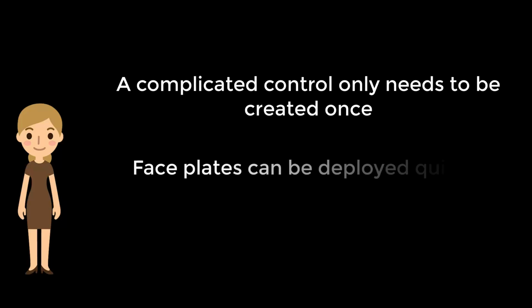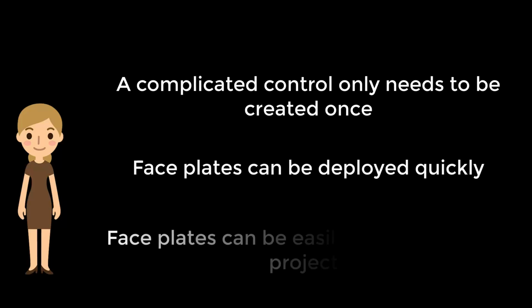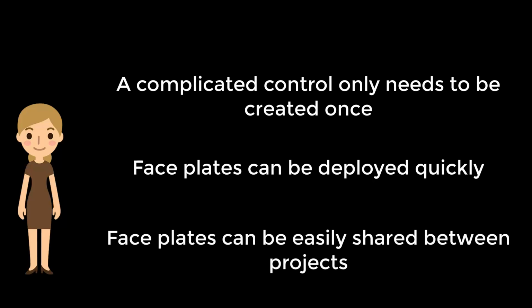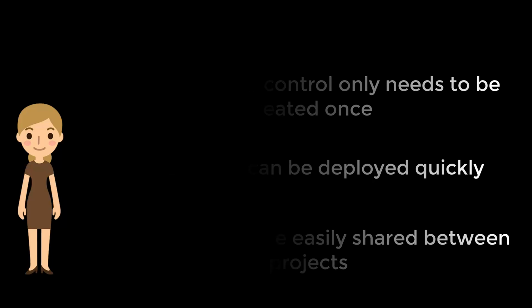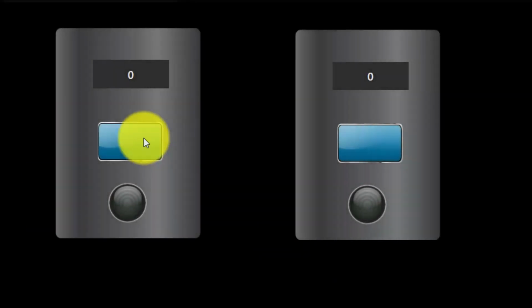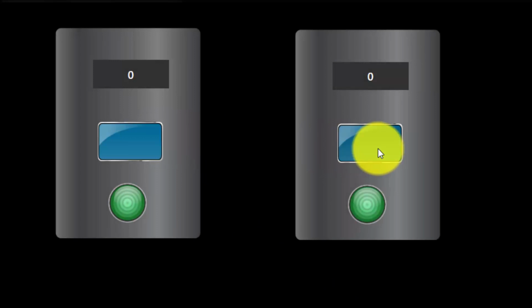So, why use a faceplate? The main benefits are: a complicated control only needs to be created once. Faceplates can be deployed quickly. They can be easily shared between projects. This is the example we are going to build. Both work independently, and are from the same template.